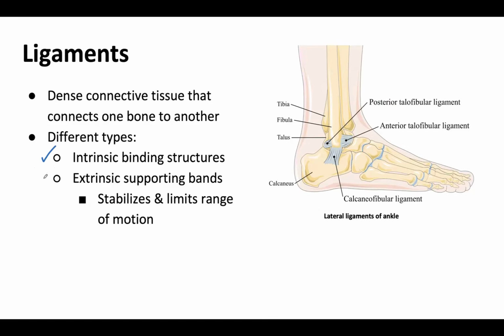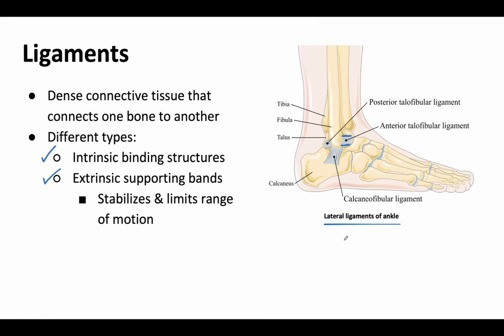Ligaments can also be considered extrinsic supporting bands. These are more commonly damaged and more clinically relevant. That's often what we think of when we think of ligaments. These play a bigger role in stabilization of a joint and limiting range of motion. I have an illustration on the right of the lateral ligaments of the ankle. You can see these are connecting bone to bone, but they're not what's actually forming the joint inside. You are going to have the synovial joint in that region.